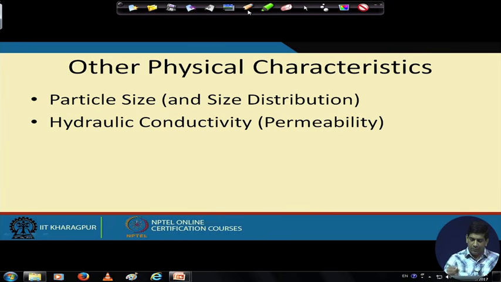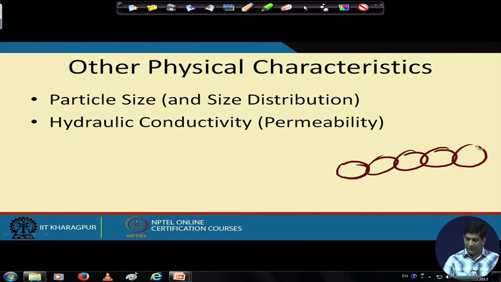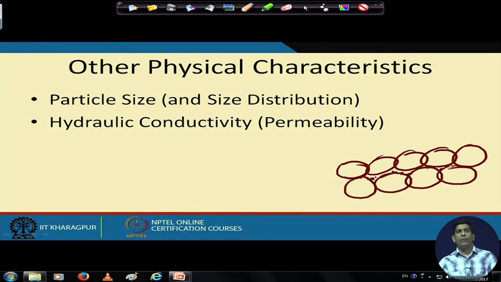So if you have all big particle sizes, remember we have seen this example before: if all of them are the same size, that means I will have more and more void spaces. But if I have smaller pieces in between, that will fill up these void spaces. So if I have a well-graded soil or a well-graded waste mix, it's better for compaction.